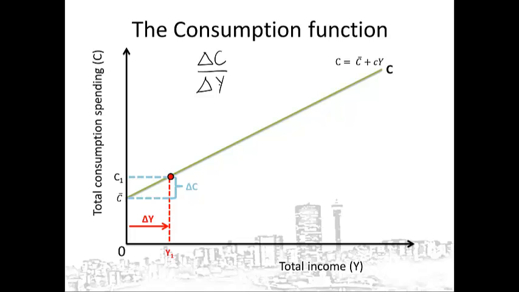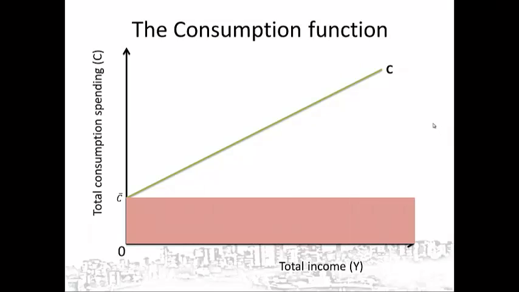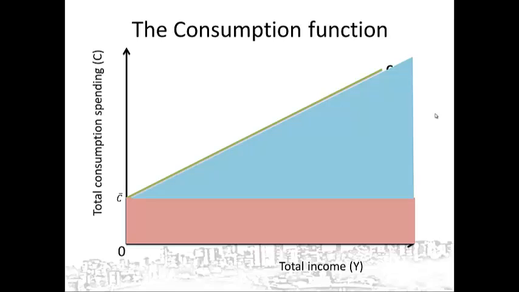In the consumption function, the marginal propensity to consume is indicated by the small c. So the marginal propensity to consume is smaller than 1, for example 0,8. If my income increases by 1 unit, then consumption will increase by 0,8 or 80 cents. Induced consumption is therefore equal to c times Y. Note the following. This part is total autonomous spending. This part is total induced spending.